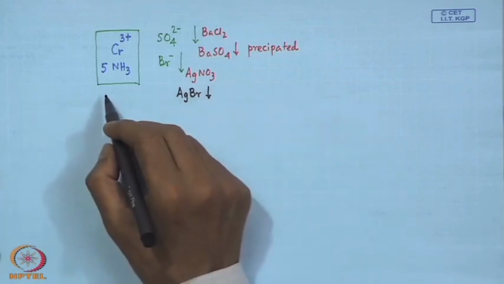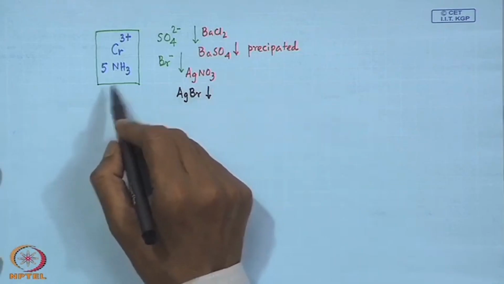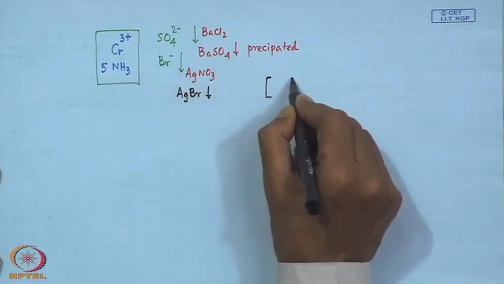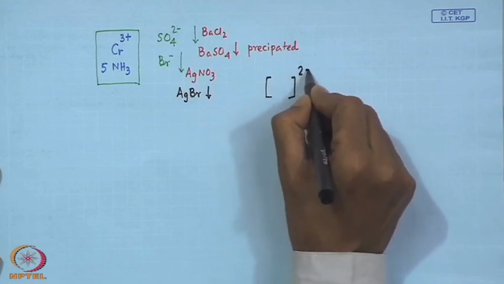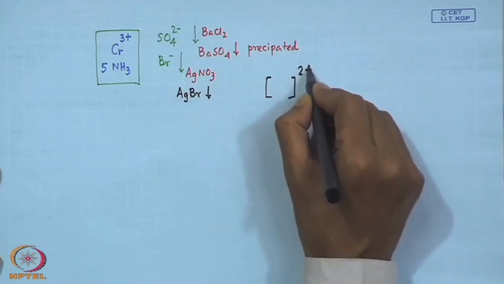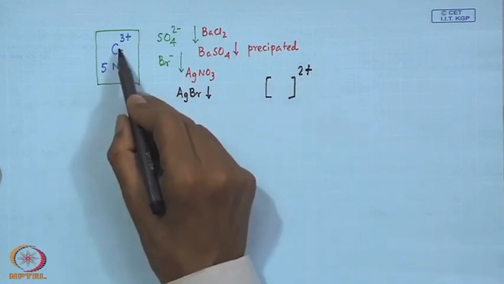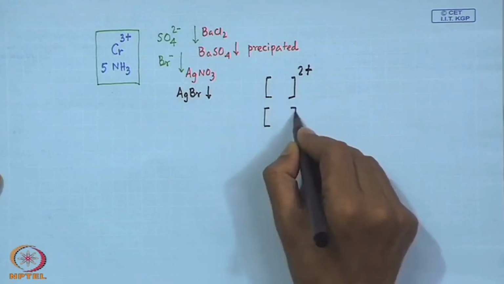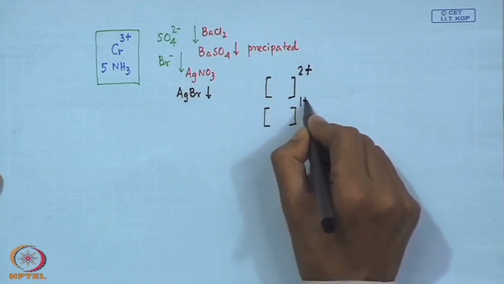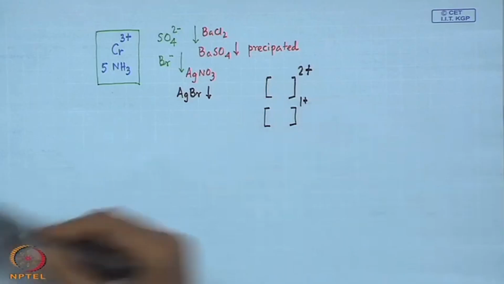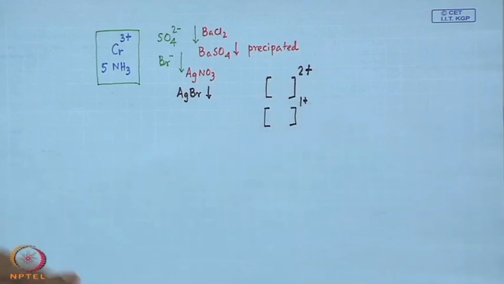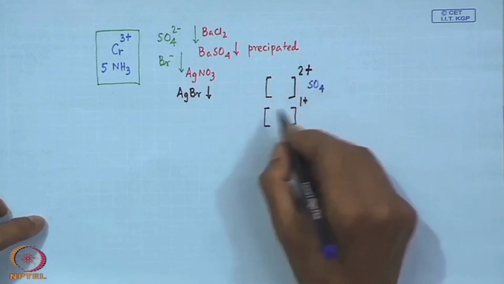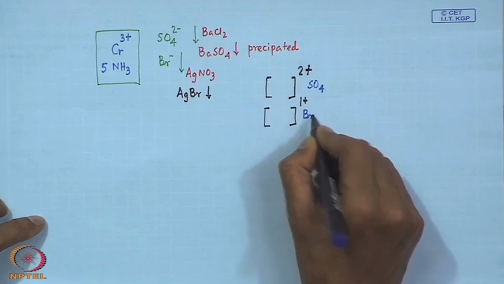And another physical characterization for this compound would be such that when Br is present inside, the overall charge on the complex is 2 plus, that means Br is neutralizing part of the 3 plus charge on the chromium center, but when sulfate is present inside, we have a charge of 1 plus. So that's why when Br is inside, we have the corresponding sulfate salt. When sulfate is inside, we have the Br salt.